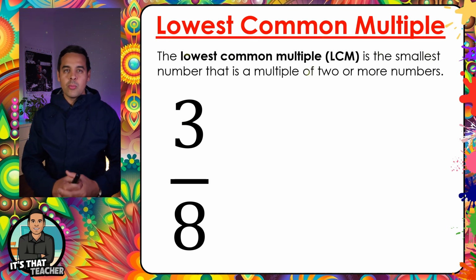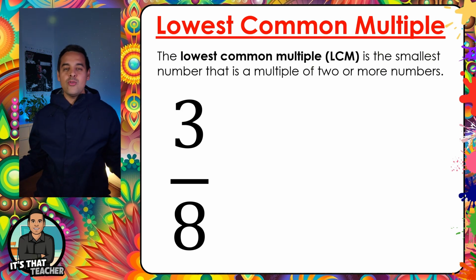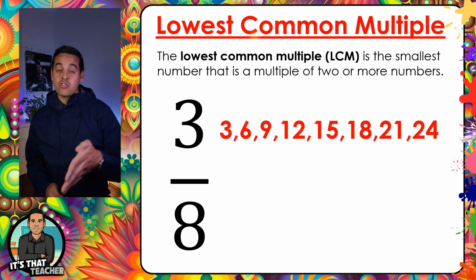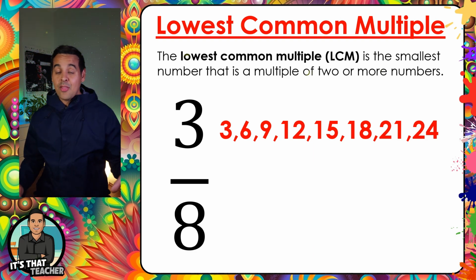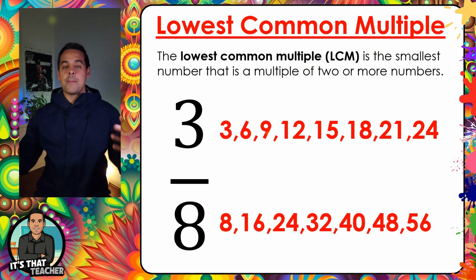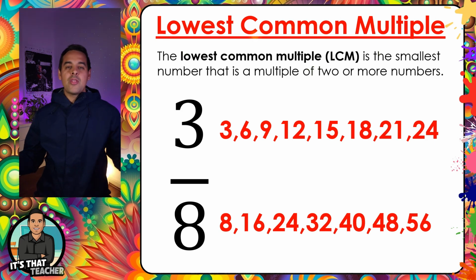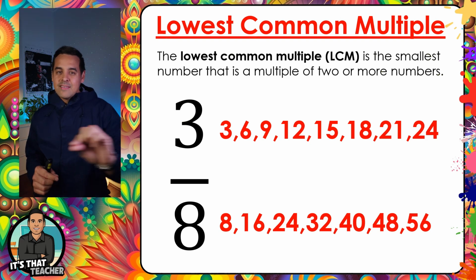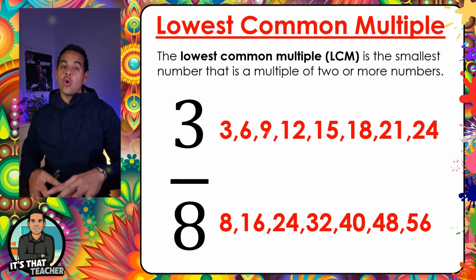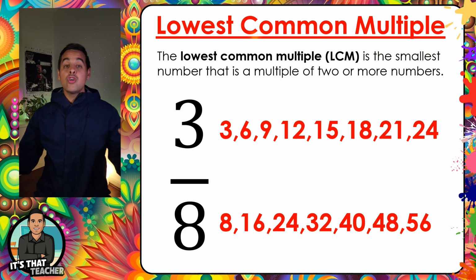Now, the lowest common multiple is the smallest number that is a multiple of two or more numbers. Let's use the fraction 3 over 8 to demonstrate. I'm going to list the first few multiples of the number 3, in other words, the first few times tables of the number 3, and the first few multiples of the number 8, or the first few times tables of the number 8. Now, the lowest common multiple is the first time that the 3 times tables and the 8 times tables, or two other numbers, equal the same number and have something in common.